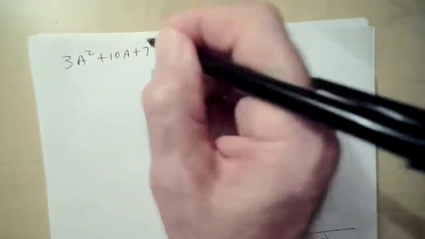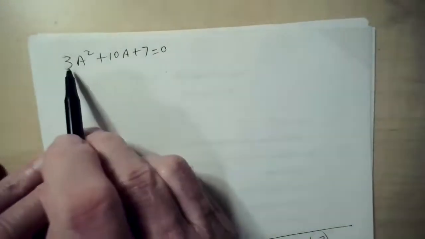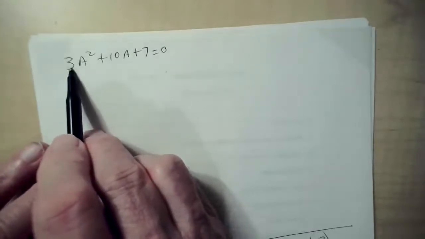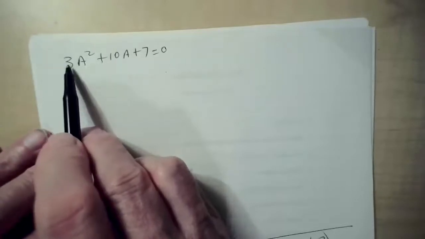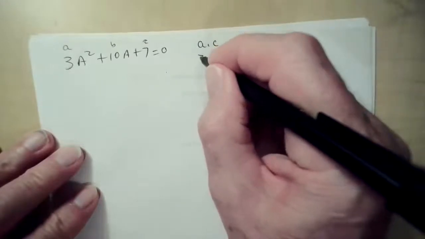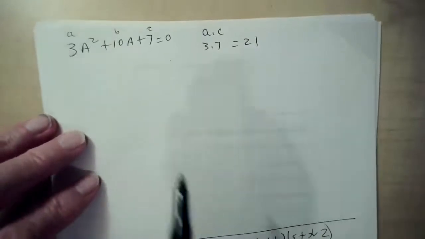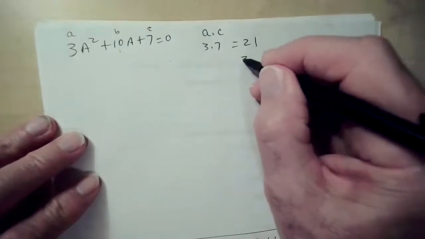So what if we have this? 3a squared plus 10a plus 7 equals 0. Now remember, the first thing we do when our leading coefficient, coefficient is just a number in front, when the leading coefficient is not 1, we multiply a and c. A times c. So 3 times 7 is 21. Now what are the factors of 21 that add up to 10? It's going to be 3 and 7, right?